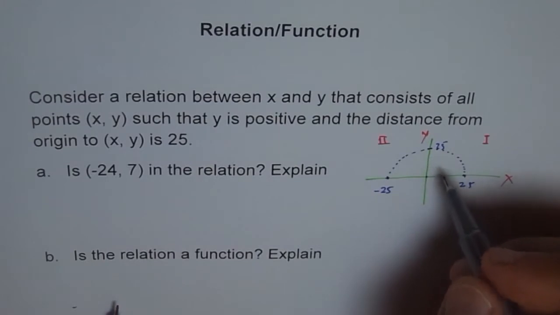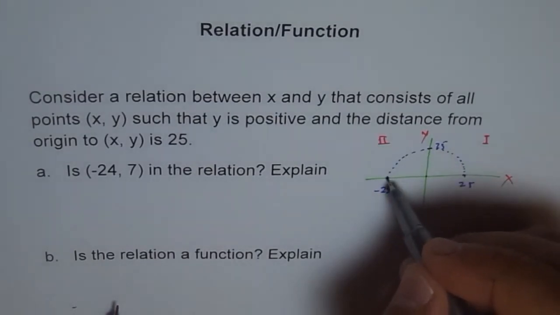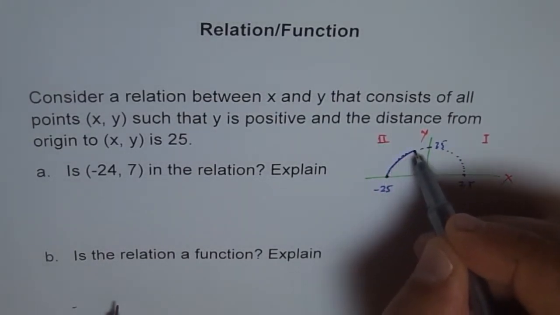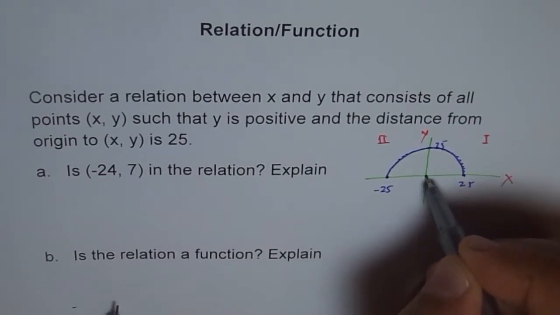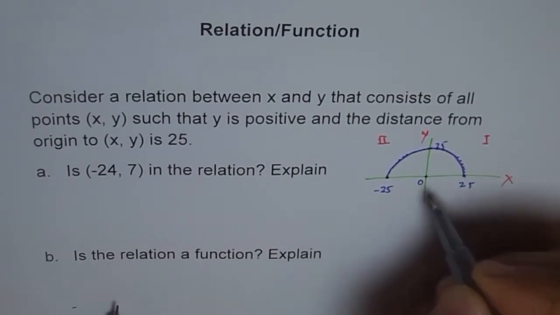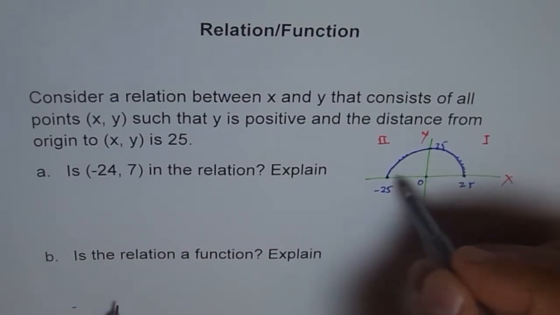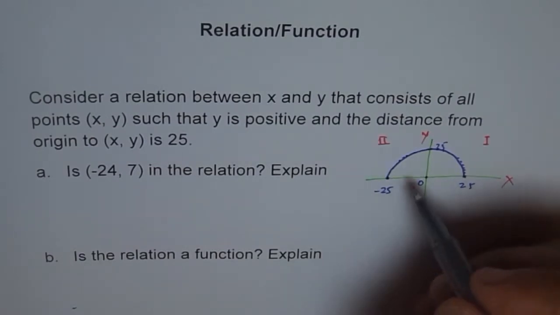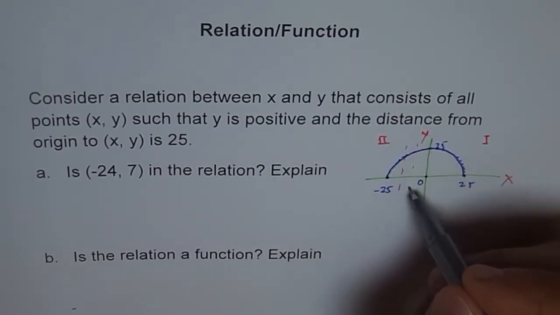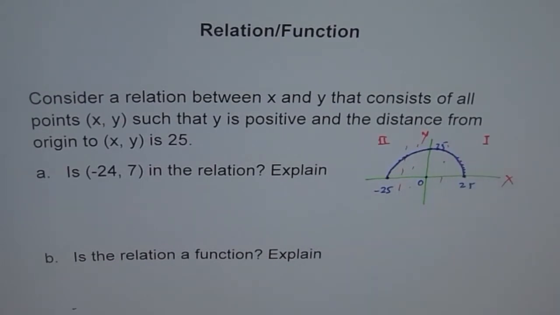So it is like a semicircle, right? So let me join that. So all points (x, y) are 25 units away from the origin. This is my origin, right? So is it a function or not? Well, it is a function because it passes the vertical line test. If I draw a vertical line anywhere, it only crosses at one point.